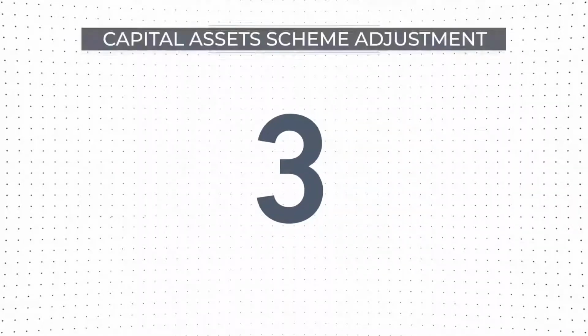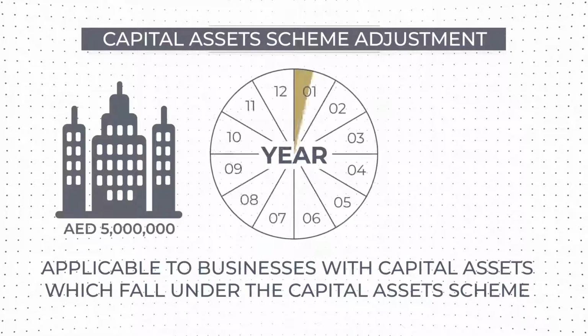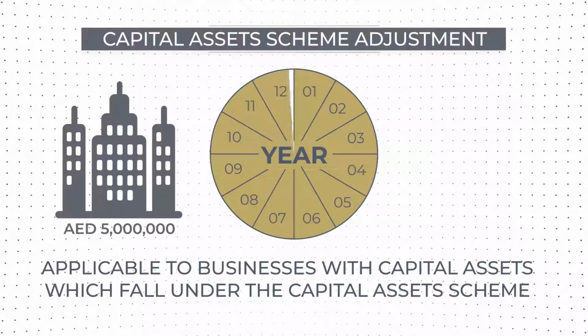The third type of adjustment which could be included within this box would be adjustments under the capital assets scheme. If any of your capital assets are eligible for the capital assets scheme, then the input tax incurred in relation to that capital asset should be adjusted in each tax year, according to the provisions of the VAT legislation. Again, further guidance is available on the FTA website.